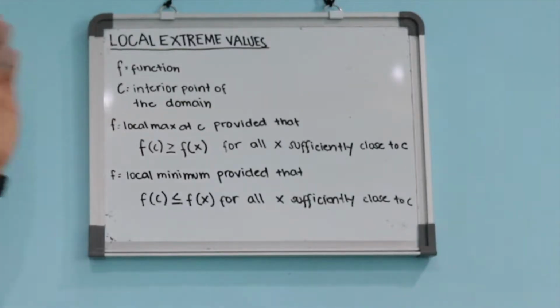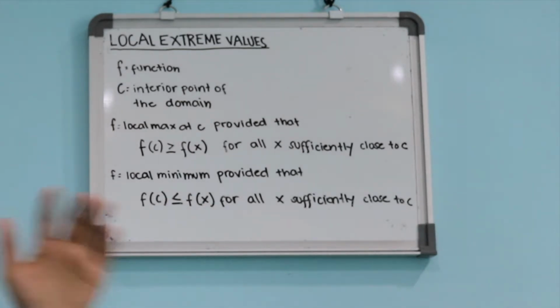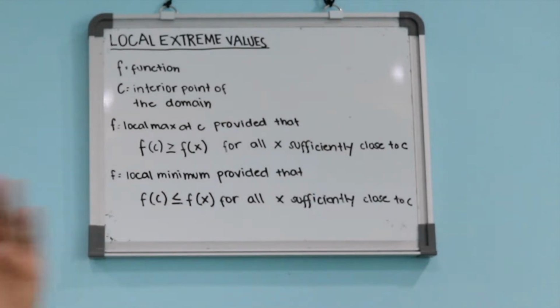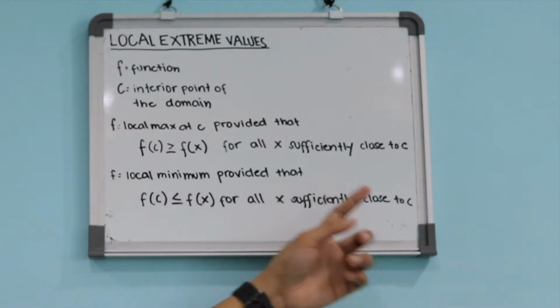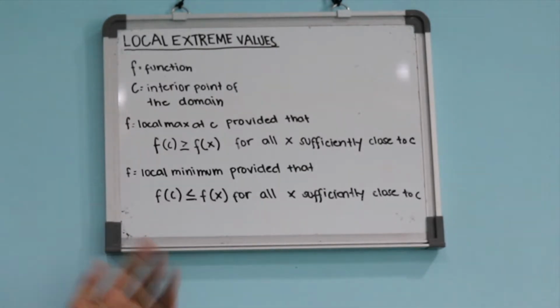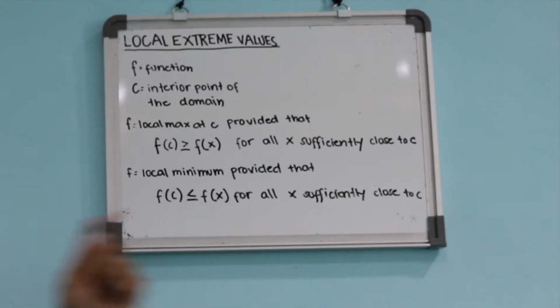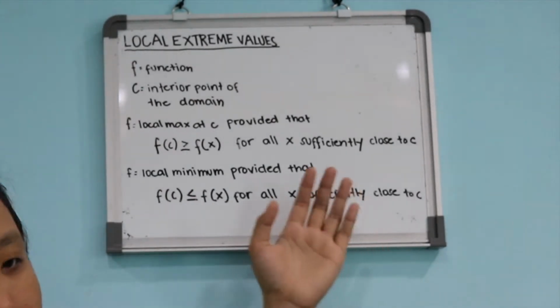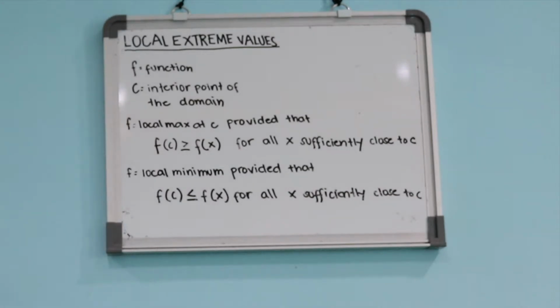So, suppose that f is our function and c is an interior point of the domain. f is said to have a local maximum at c provided that f of c is greater than or equal to f of x for all x sufficiently close to c. And the function f is said to have a local minimum provided that f of c is less than or equal to f of x for all x sufficiently close to c. The local maxima and minima of f comprise the local extreme values of f.